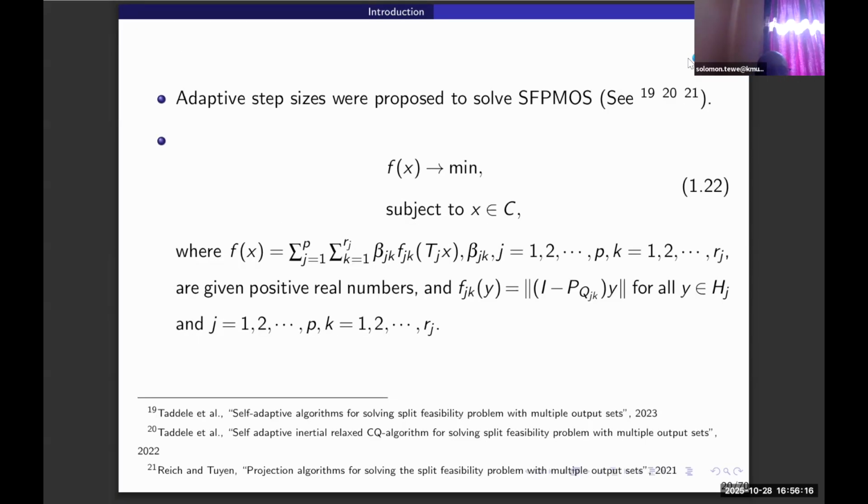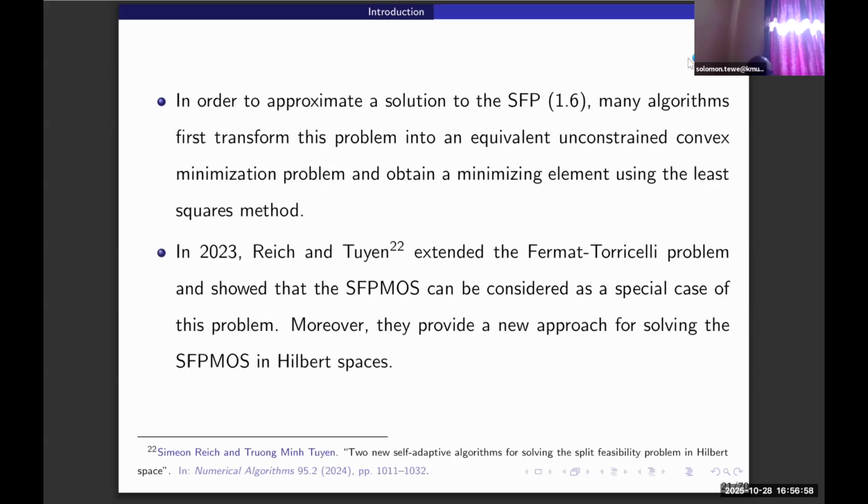So later they came up with another technique apart from the least square approximation. They show that the split feasibility problem with multiple output sets is a special case of the generalized Fermat-Torricelli problem, which is minimizing the function f of x subject to x an element of C, where f of x is in the form of a double summation. So by considering this problem, the generalized Fermat-Torricelli problem, it is possible to obtain another algorithm which does not employ the least square approximation.